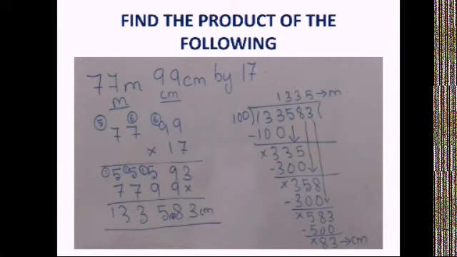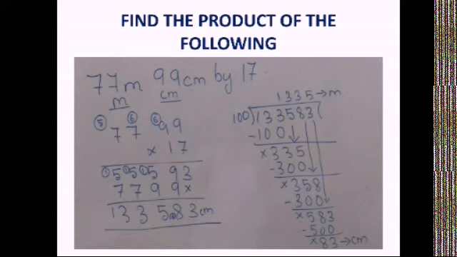So look here. What are the numbers that you have to multiply? 77 meter, 99 centimeter by 17. So how many types of units are there? Meter and centimeter. So first make two columns, one for meter, one for centimeter. Now which number is written in terms of meter? 77. So write 77 under meter and 99 under centimeter. Then write 17 and multiply.